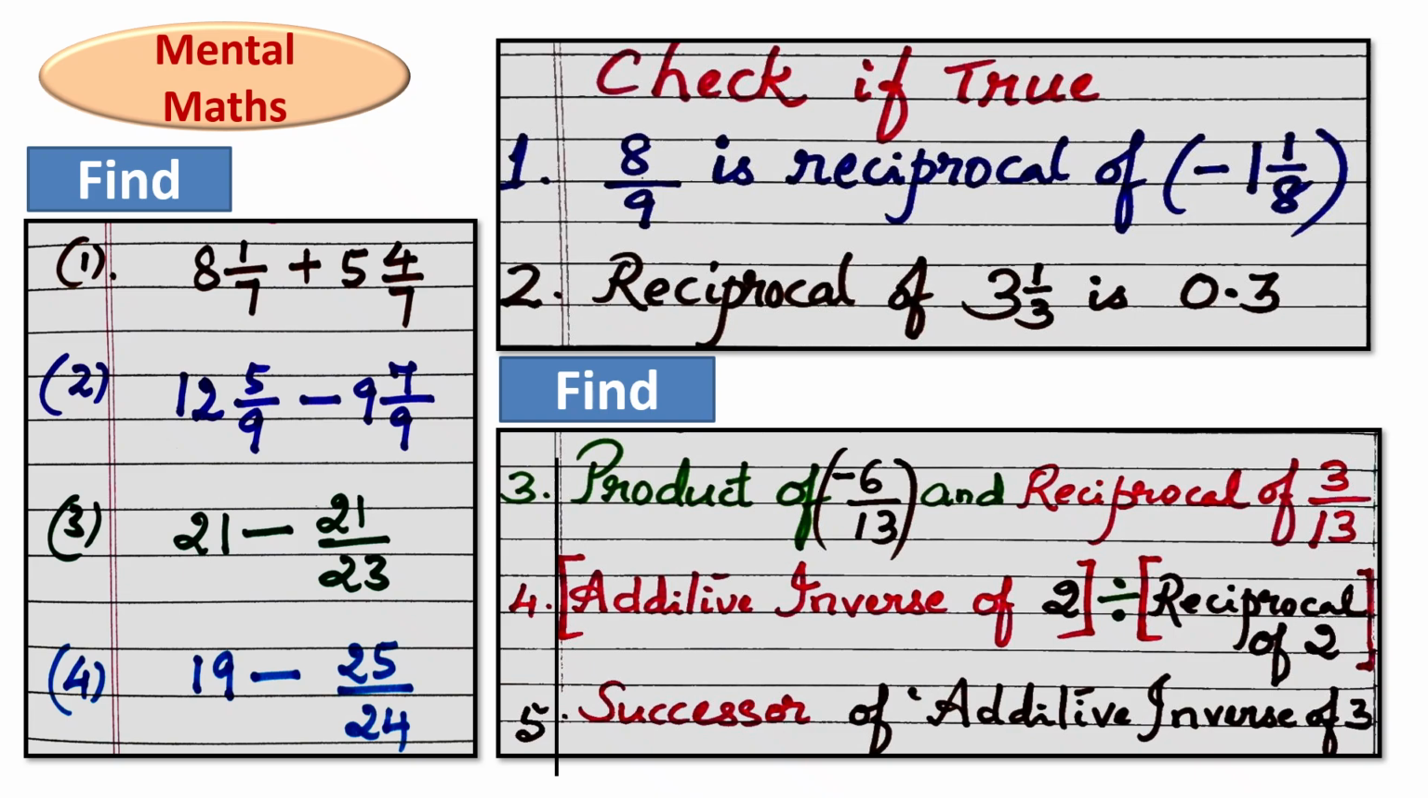Third set of sums, it is finding. 3 different sums are there. First one is find the product of minus 6 by 13 and the reciprocal of 3 by 13. Next is additive inverse of 2 divided by the reciprocal of 2. Next, successor of the additive inverse of 3. All these can be tried mentally, and the faster you answer these, you will grow stronger in your mental abilities.